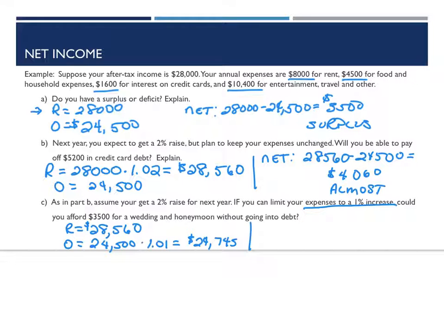Want to know if I can afford a $3,500 wedding and honeymoon without going into debt. So find my net income would be the $28,560 minus $24,745 means my net income will be $3,905. So yeah, I can afford a $3,500 wedding and honeymoon, and I can even afford to get a bigger ring. That'd be nice. That's what I'd like.